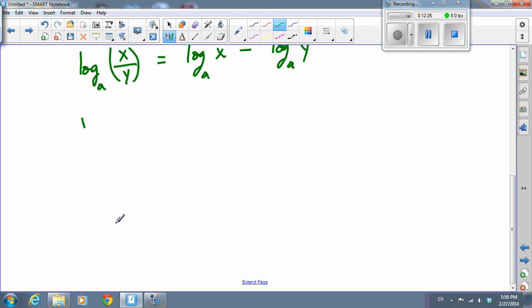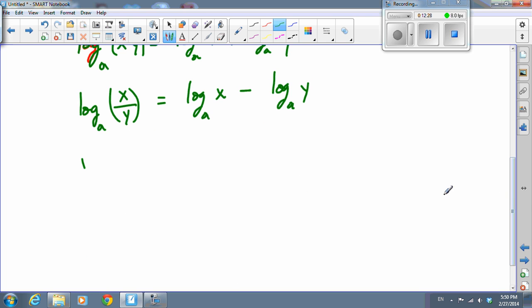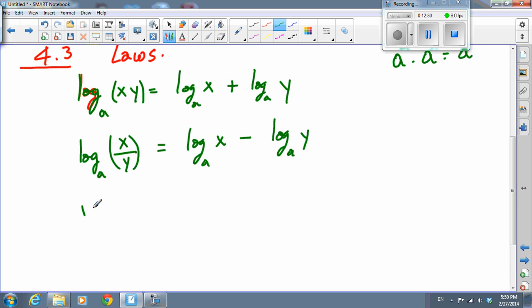Now let's do the big one. Log base a of x to the power of k, k being a number, is nothing other than k times the log base a of x.